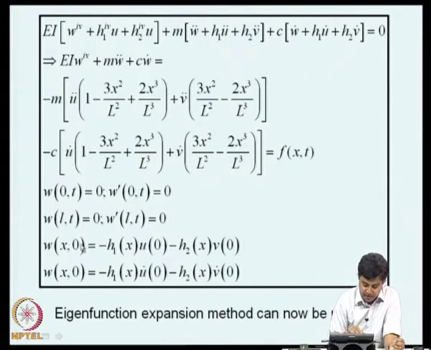In this analysis now, if you look at the boundary conditions on w, we see that the boundary conditions here become time independent. So, w of 0 comma t is 0, w prime of 0 comma t is 0, w of L comma t is 0 and w prime of L comma t is 0. We could of course derive the initial conditions as well, and this problem is now amenable to the eigenfunction expansion method, and we can proceed and solve this problem.